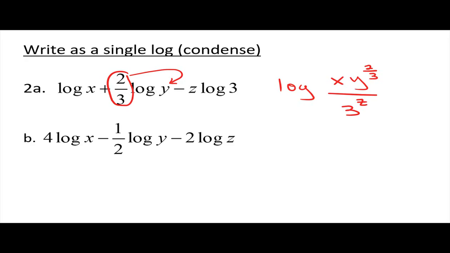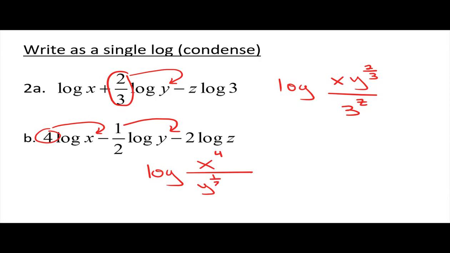Over here, we have a log. So this value becomes the exponent here for the x. So we're going to get x to the 4th. This number becomes the exponent for the y, but this log is negative, so it's got to go in the denominator. We have y to the 1/2, and then also z to the 2nd power, because this becomes the exponent for the z. And the z is in the denominator because the log is negative. Okay?